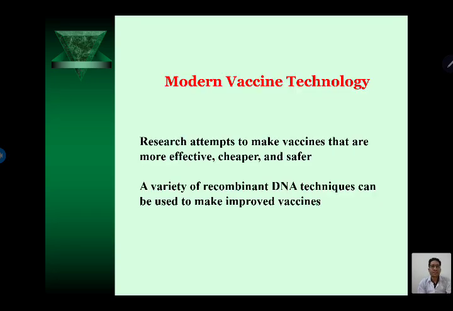Modern vaccine technology research attempts to make vaccines that are more effective, cheaper, and safe. A variety of recombinant DNA techniques can be used to make improved vaccines. With the help of recombinant genetic engineering, we can make many vaccines which are very effective, cheaper, and safer.